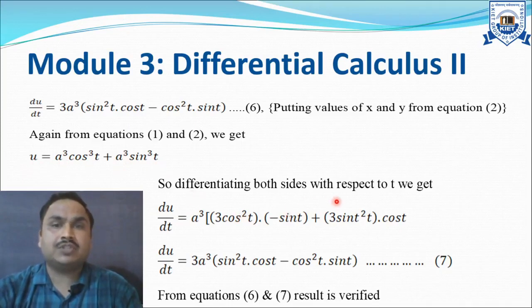So differentiating both sides with respect to t, we shall get du/dt equals, now in both terms a³ is common, we take it common, and differentiate cos³ t with respect to t, we get 3 cos² t into minus sin t, and differentiating sin³ t, we get 3 sin² t into cos t. So from here, du/dt becomes 3a³ (sin² t cos t minus cos² t sin t). From equations 6 and 7, we observe that both values are the same.